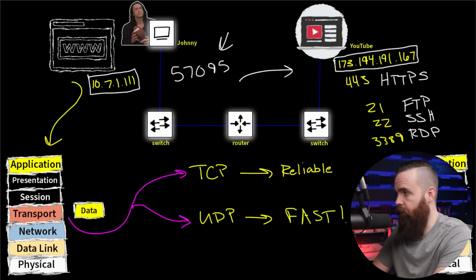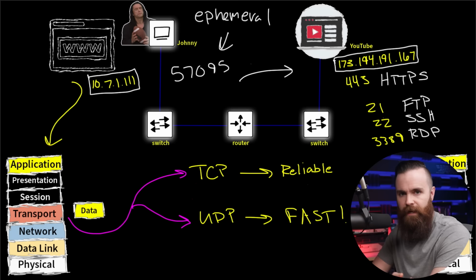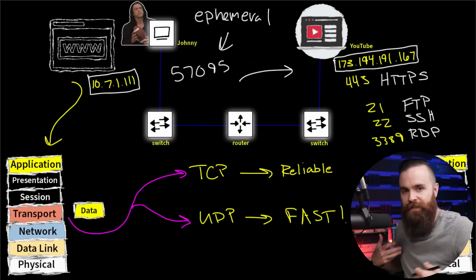So essentially, my web browser pulled this number out of the air. It's temporary, often referred to as an ephemeral port. I love saying that word, ephemeral. Say it out loud right now. Ephemeral. It's temporary. And when YouTube sends me that video, it responds back to that port, my IP address with that port.